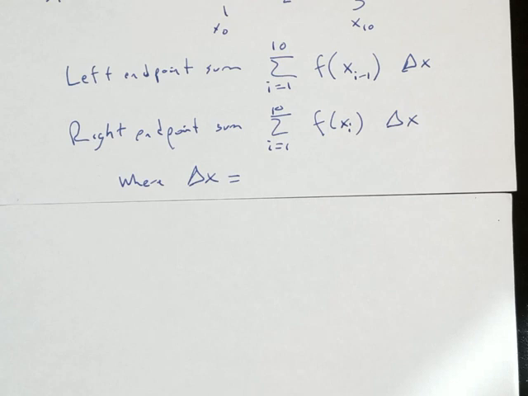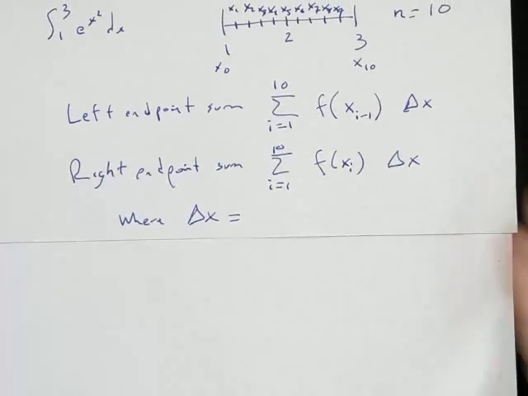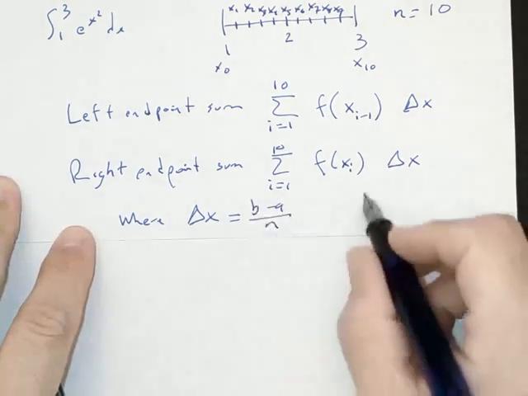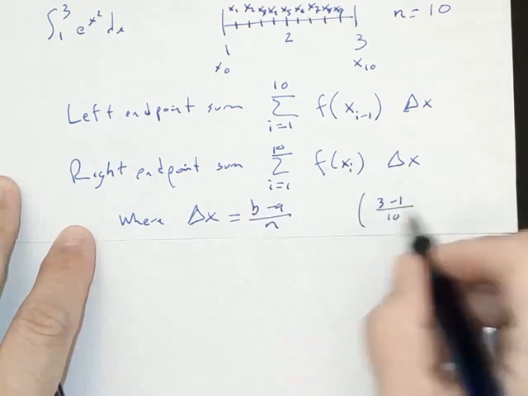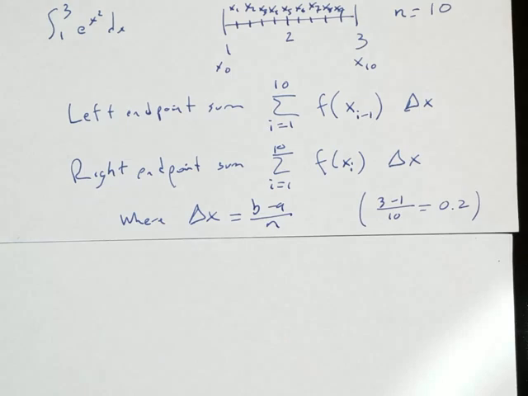How wide are each of those little pieces in that section? Maybe 0.2. It's between 1 and 3, so it's going to be 2, but then it's cut by 10 pieces. They're each worth 0.2. So for our example, you're right, it's 0.2.